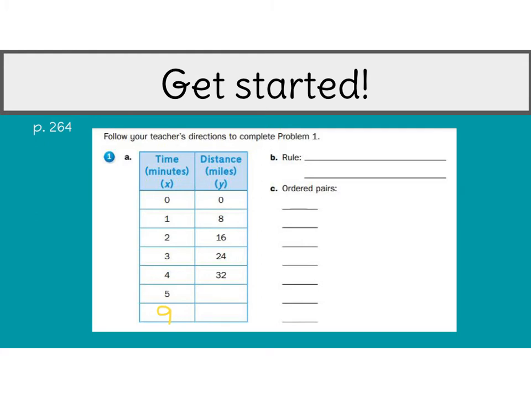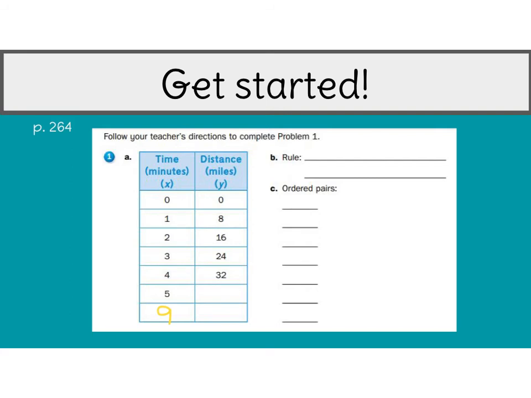We could look for a rule that describes the relationship between time and distance. What rule describes time and distance? The number of miles is always 8 times the number of minutes. So if we were going to summarize the rule as time and minutes, we would say times 8 equals distance in miles.